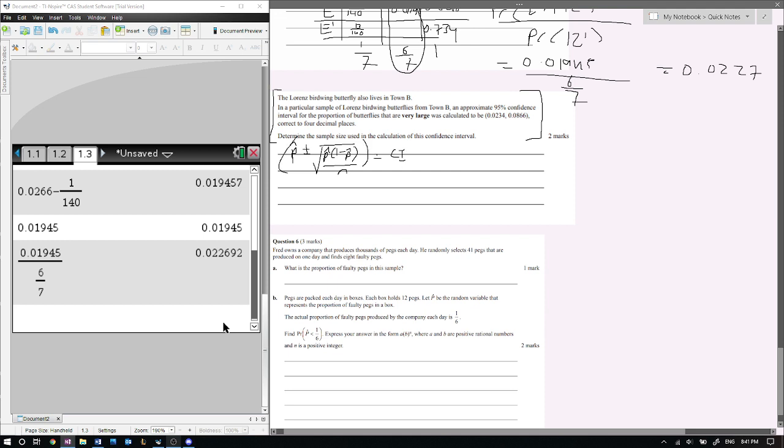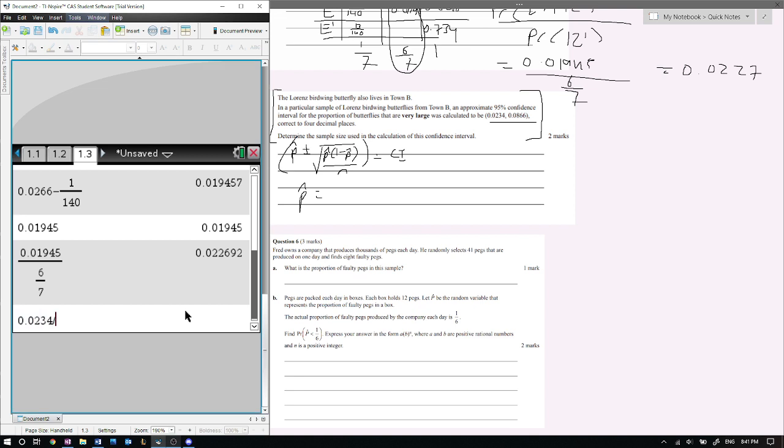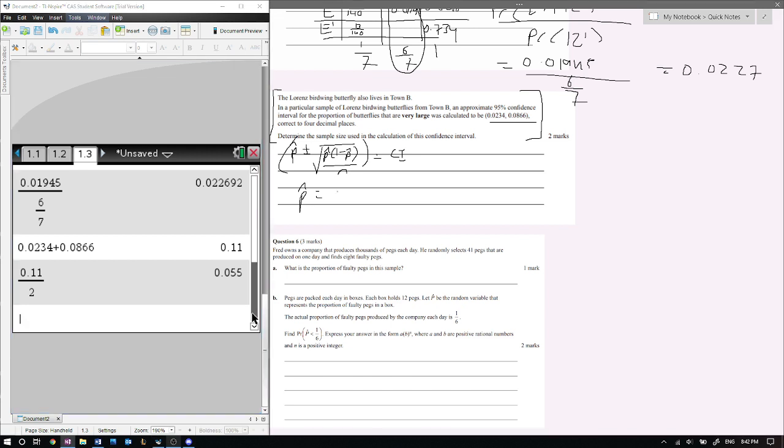And from a question I did before, you know that p hat is in the middle of these two, so you can say that p hat is equal to 0.0234 plus 0.0866 divided by 2. So p hat is equal to 0.055.